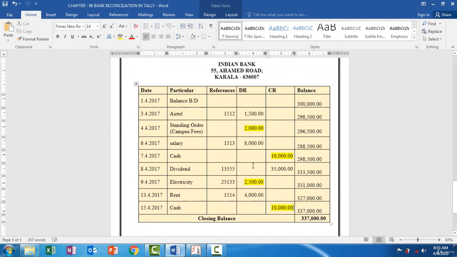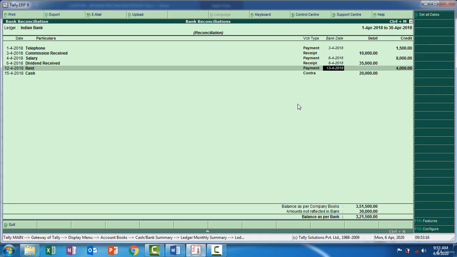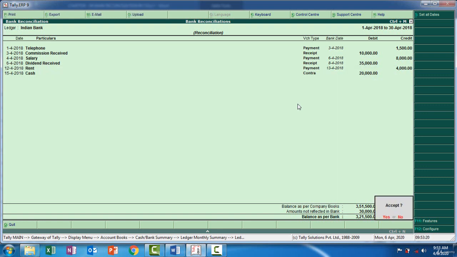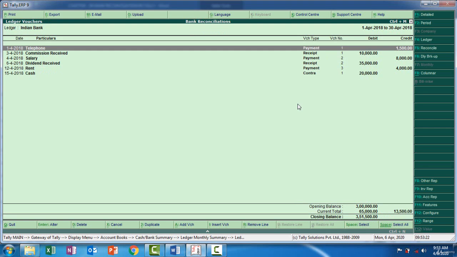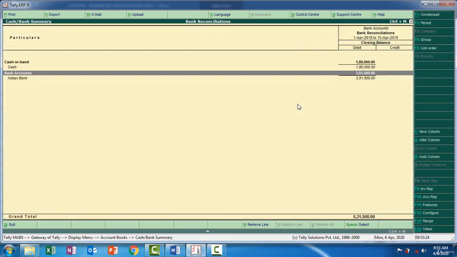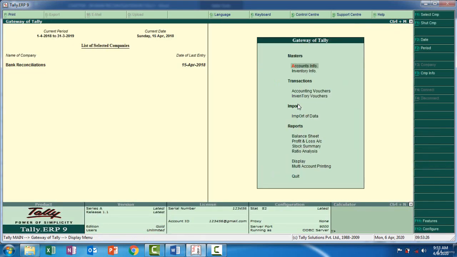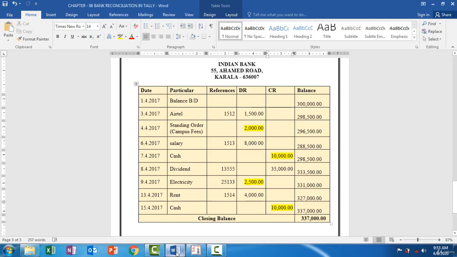So this one, it's not recorded. Standing order 2,000, electricity 2,500, cash deposit 10,000 and cash deposit 10,000 not recorded into our book. So now I'm going to enter and accept, yes, right? I'm going to go back here. Now I'm going to record these 4 transactions which are missing in our accounts book.